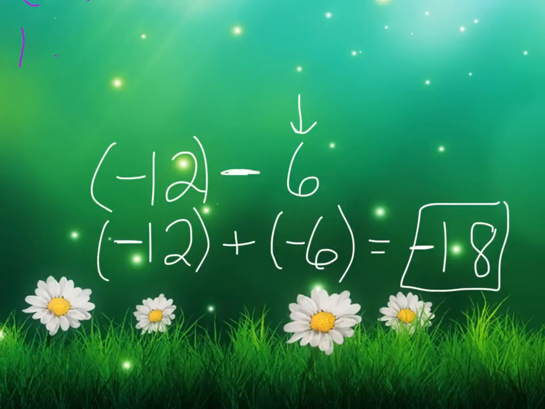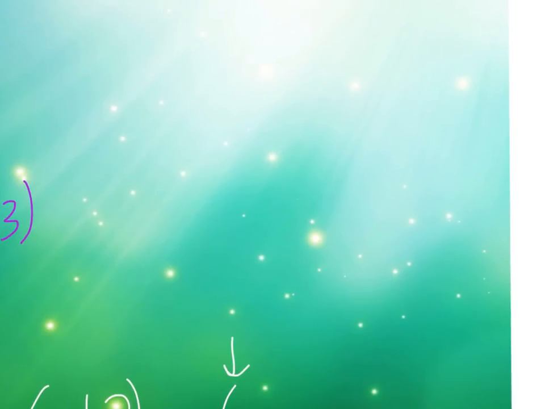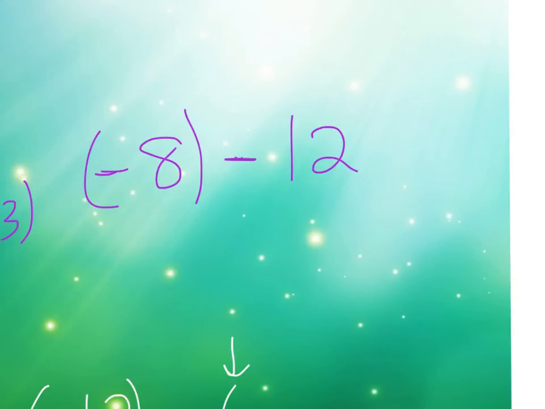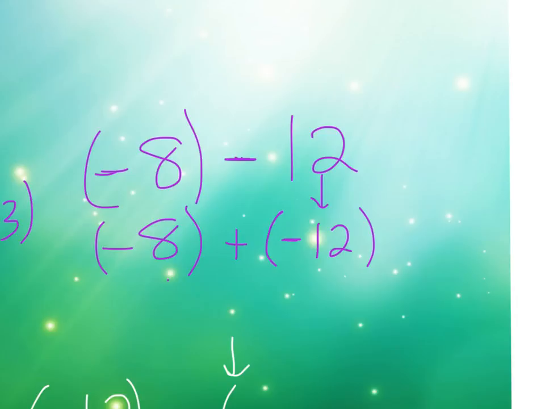Let's try one more example kind of like that. How about, sorry, negative 8 minus 12. So we're going to add the opposite. This is a positive 12, so the opposite would be negative 12. So we add negative 12. Negative 8 plus negative 12. Since both signs are the same, we're going to add 8 and 12. That would get us 20. And since they're both negative, we get an answer of negative 20.